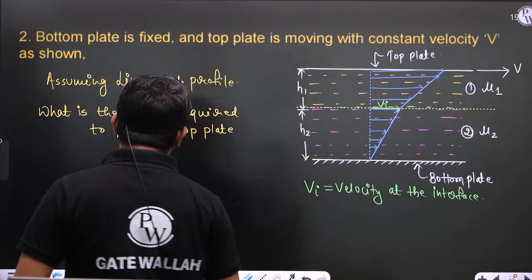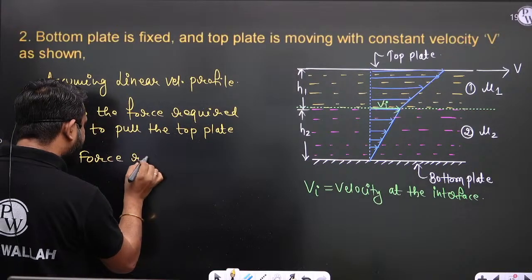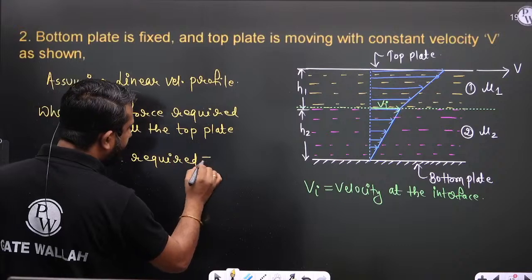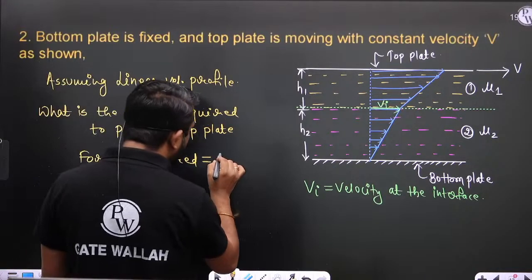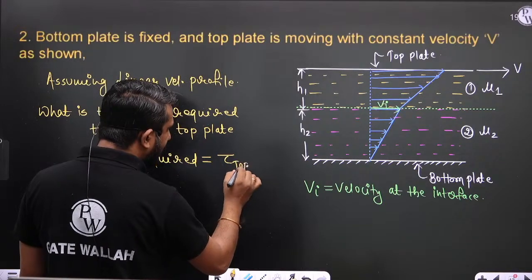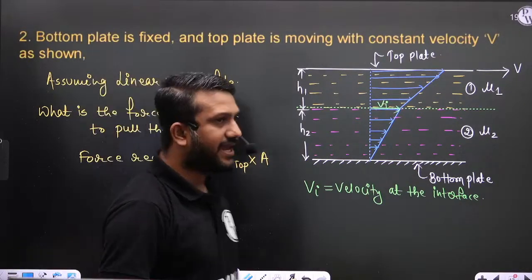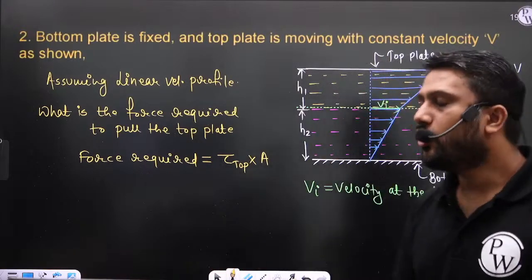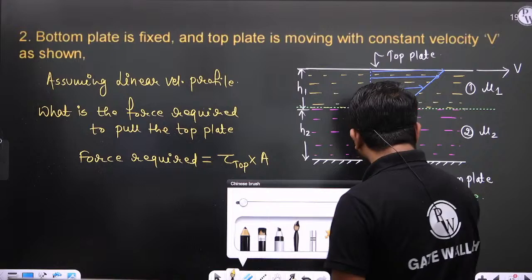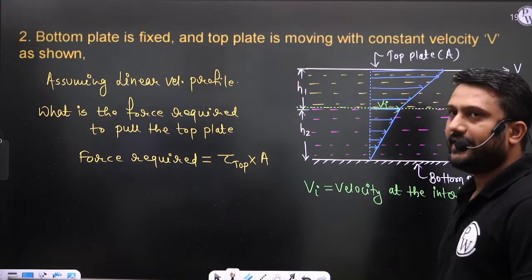So simply we can say that the force required is equal to tau experienced by the top plate multiplied by A. What is A? A is the area of the top plate which is in contact with fluid number 1. So the area of the top plate is A.